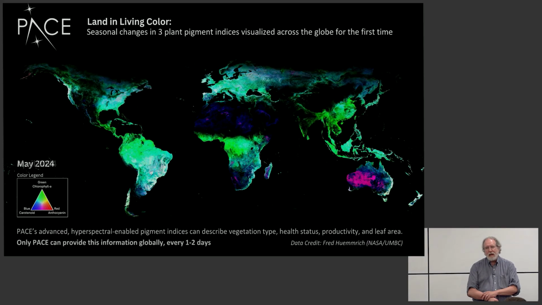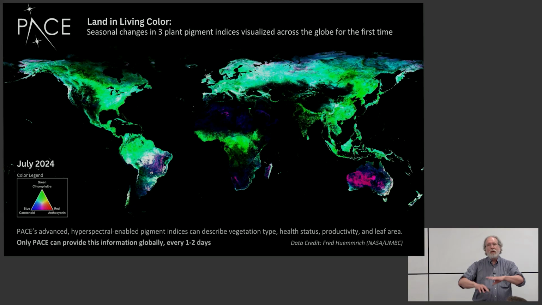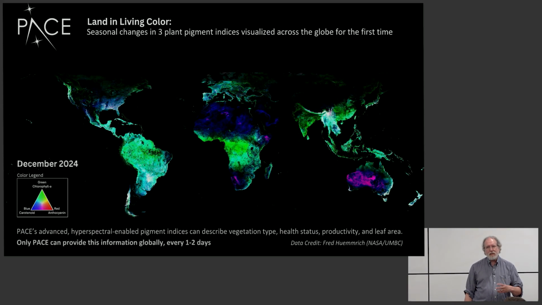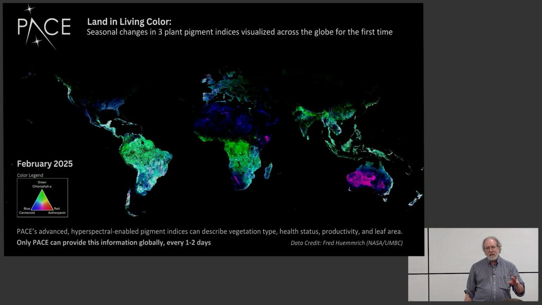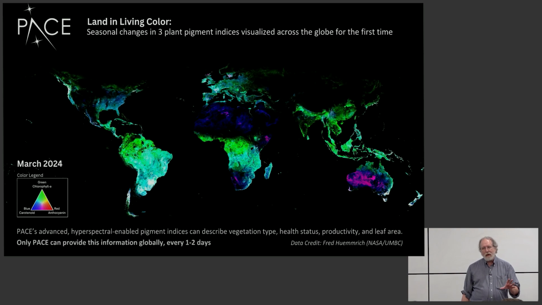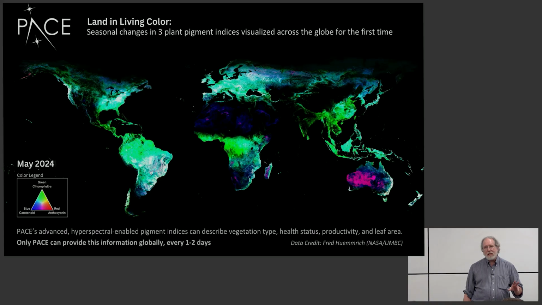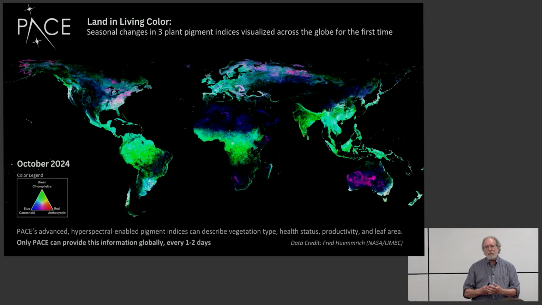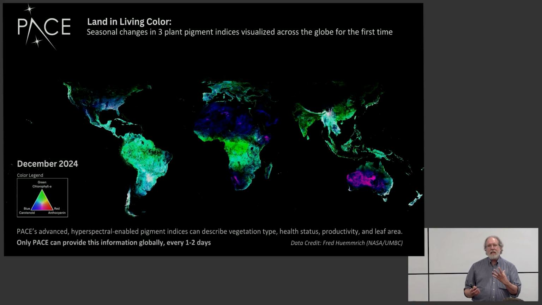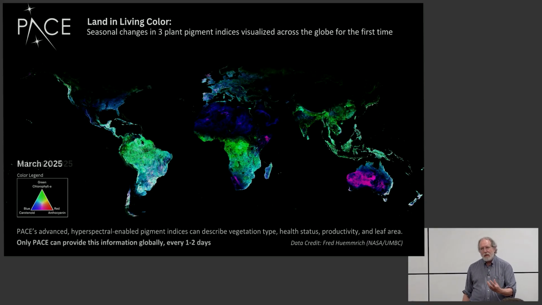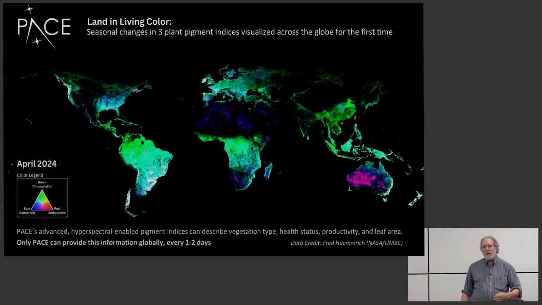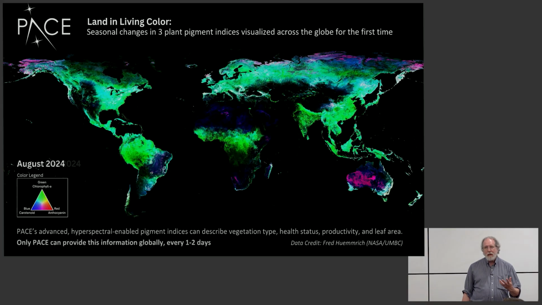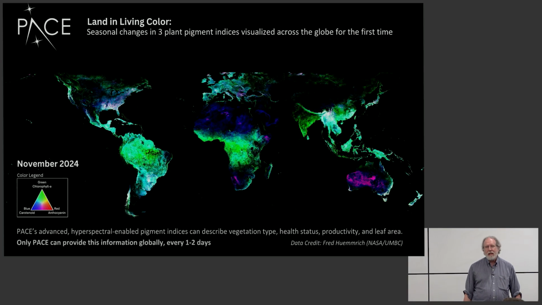But we can carry this over now, and this is the great thing about PACE, is we can look at the entire planet with this. And so this is just an RGB image of these three indices, green being chlorophyll, red being anthocyanin, and blue being carotenoids. And so basically the colors that you see is the relative difference in these pigments. And the brightness is generally related to how many leaves there are. And so we can look at the dynamics of the entire planet with PACE, and I find this incredibly exciting.